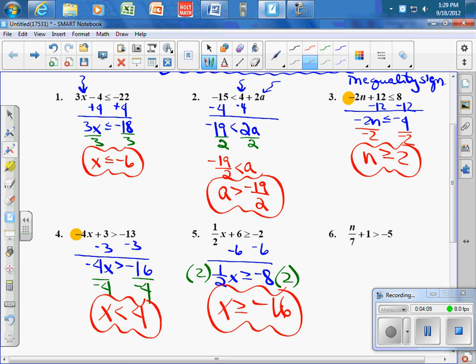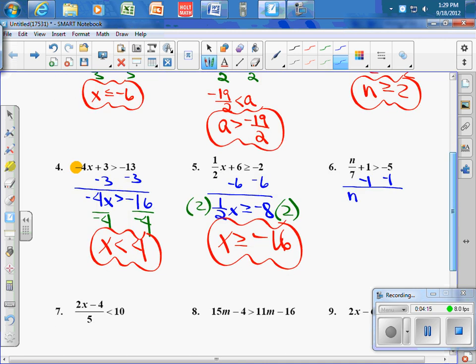And number 6, subtract 1 from both sides of the inequality sign. I'll have n divided by 7 is greater than negative 6. Now, this fraction bar means to divide. How do you cancel divide? Well, you multiply. What are we going to multiply both sides by? We're going to multiply both sides by 7, getting your answer of n is greater than negative 42.